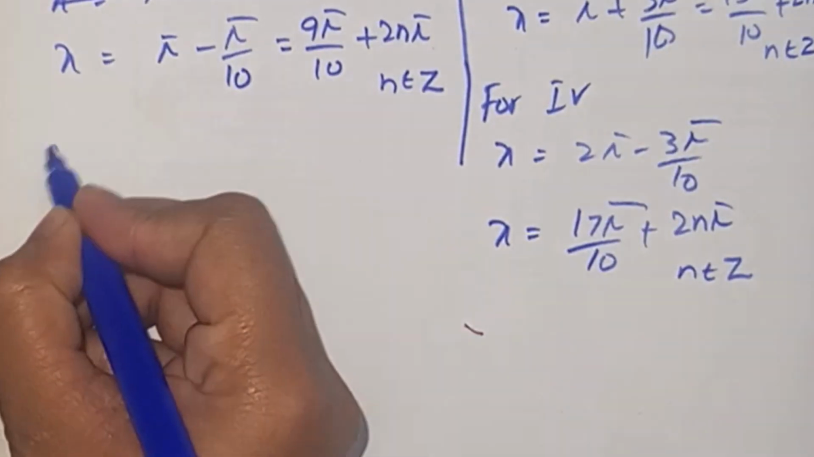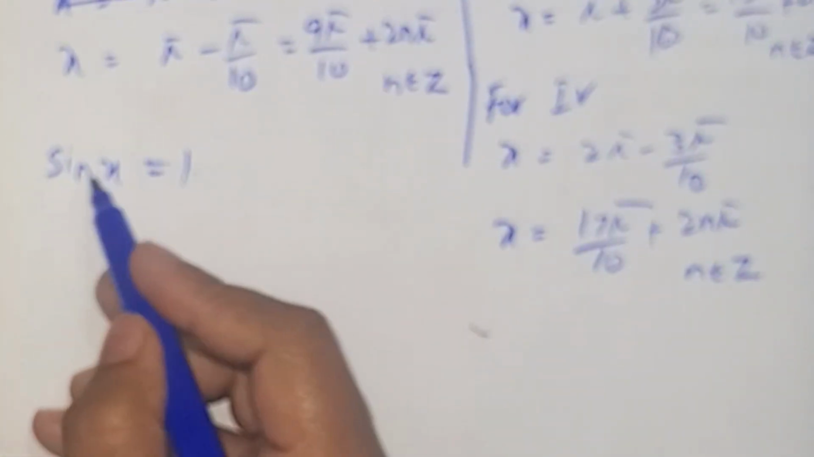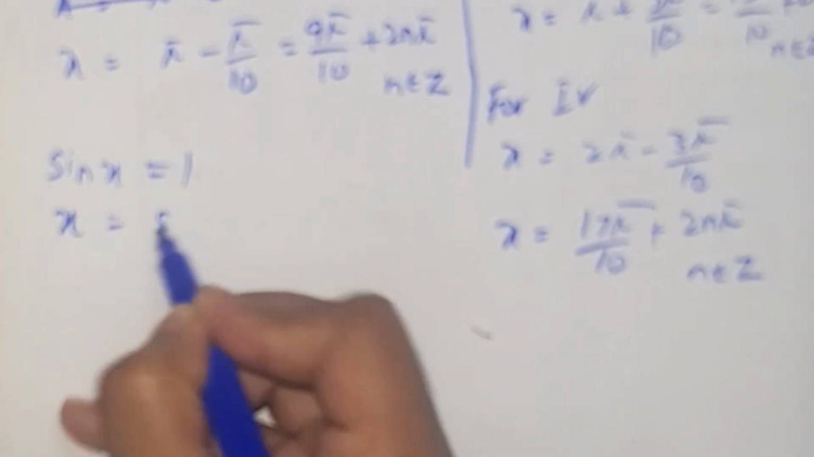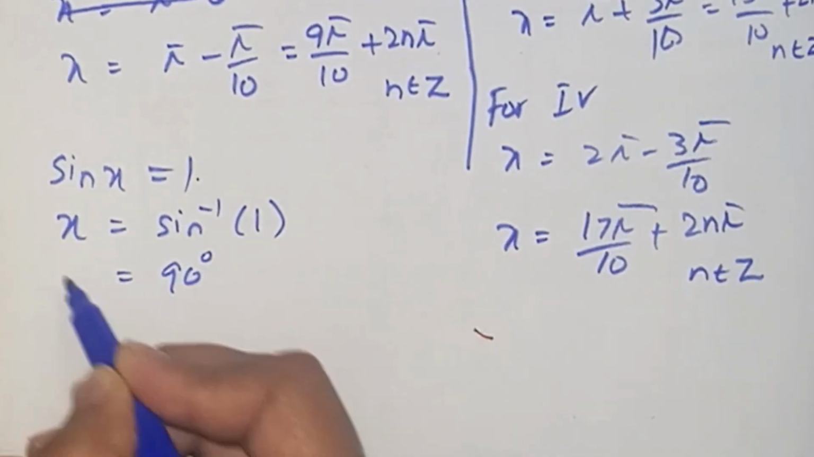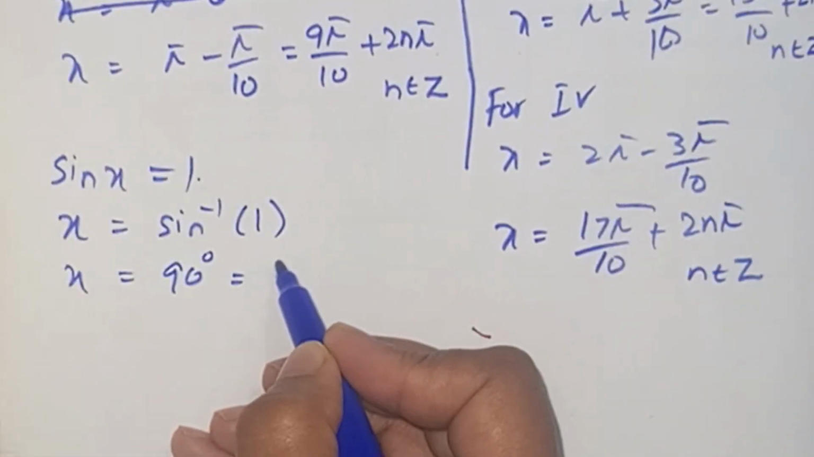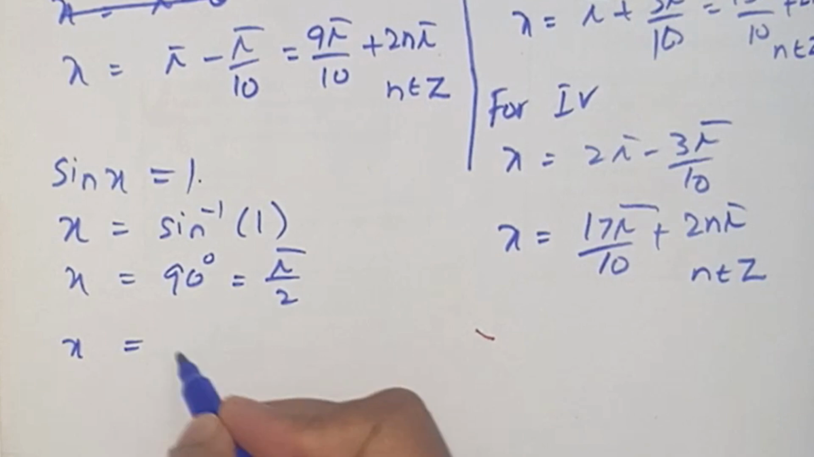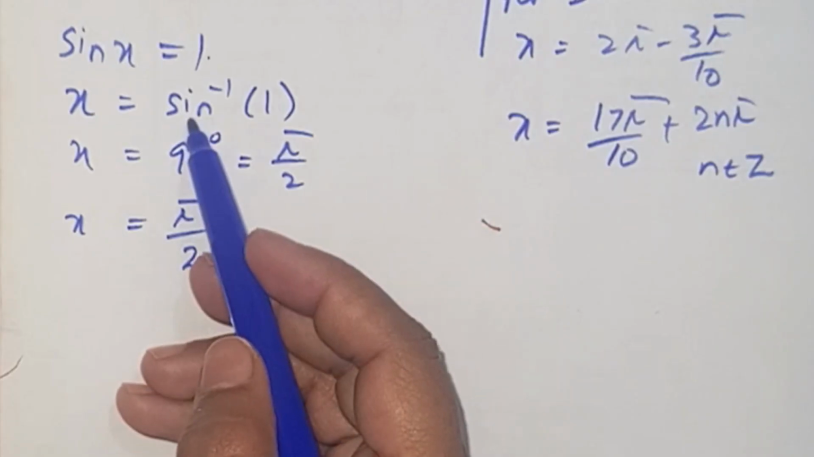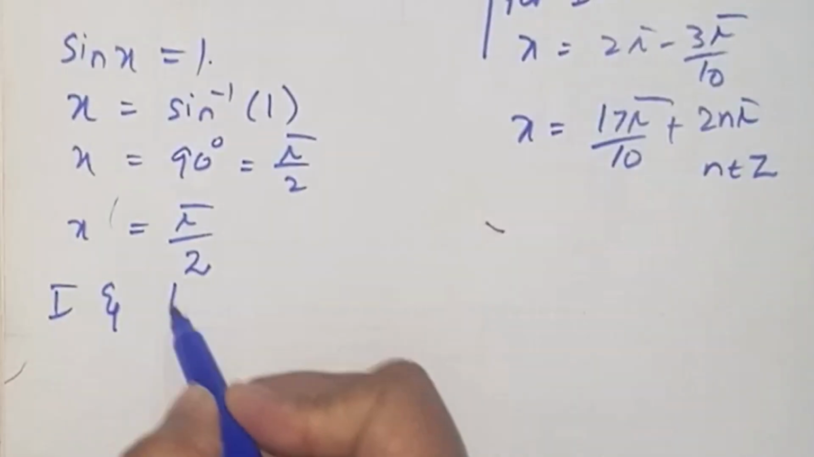And for the last part, we have sin x equal to 1. This is a factor of our cubic equation. So this implies x is equal to sin inverse of 1, and this is equal to 90 degrees. We write this in radians as pi over 2. So x is equal to pi over 2, and sine is positive in the first and second quadrants.